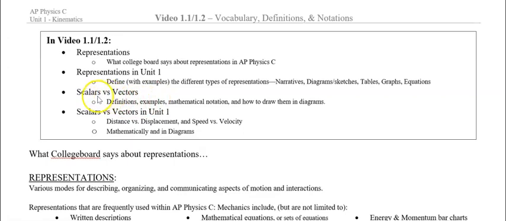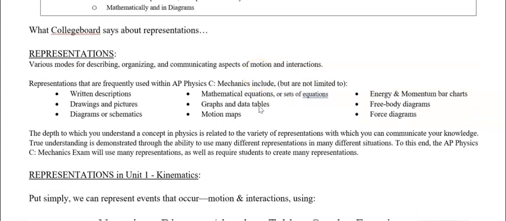We're also going to look at scalars and vectors. This is a pre-calculus topic, but we'll make sure we define it, look at some examples of how we're going to use it here in Unit 1, and how we can use them in equations and diagrams. So from here, let's take a look at representations first. So what is a representation?